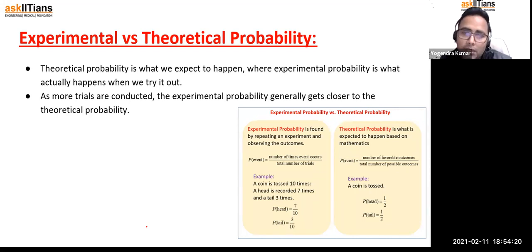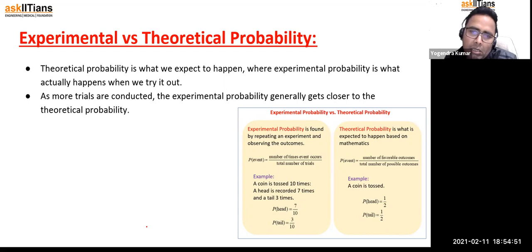Now what is theoretical probability? According to mathematics, what is going to happen right now? If I toss a coin, I'm going to get either head or tail. It is a fair coin, so there is a 50% chance. So there are two things: theoretically this should happen, and experimentally this happened. This is the basic difference between experimental probability and theoretical probability.